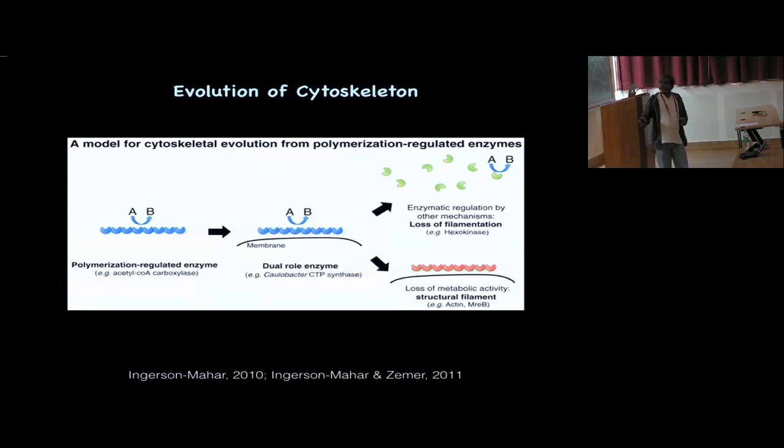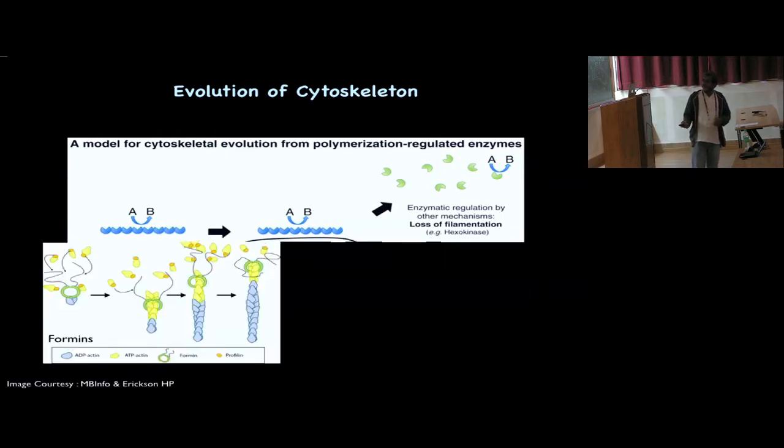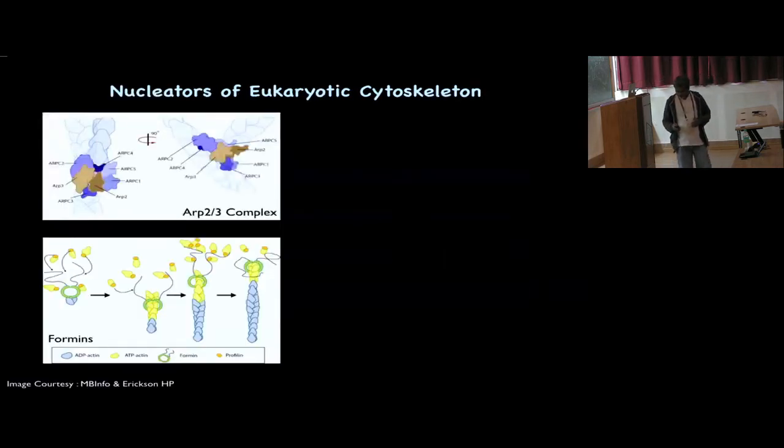And from there, you can imagine that if you lose the metabolic activity but retain cytoskeletal functions, you could evolve cytoskeletal proteins. On the other hand, if you lose the filament formation or polymerizing property, you could become metabolic enzymes. That's the reason hexokinase and other proteins do have the actin-like fold, and probably actin itself evolved from hexokinase or HSP70-like proteins. So that's so far with the bacterial cytoskeletal proteins.